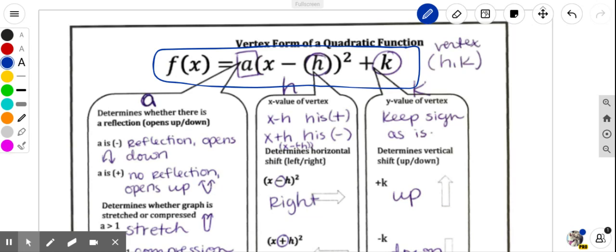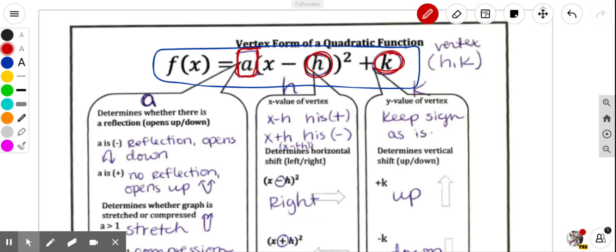So that's vertex form. Remember the key parts of vertex form that tell us all about the transformations that happen are this A in the front, this H right here, and this K right here. So those three values, when we actually see them in an equation, there will be numbers. Those tell us so much about what happens to this quadratic.